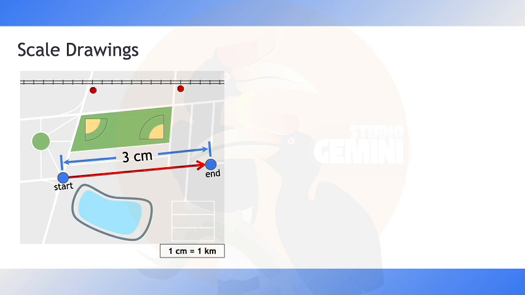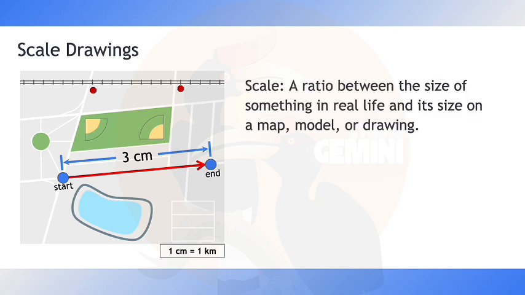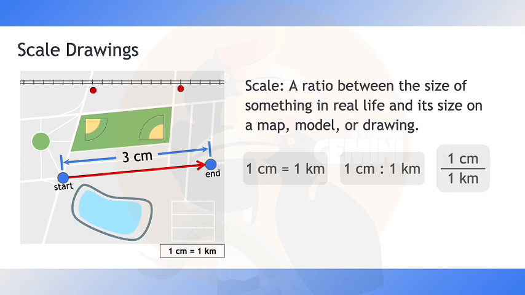But what does this mean? Scale is a ratio between the size of something in real life and its size on a map, model, or drawing. In this case, 1 centimeter equals 1 kilometer. We can also write it like this, or this. When working on scale problems, it's best practice to place the drawing or map distance over the actual distance, just so you can stay organized with your numbers.